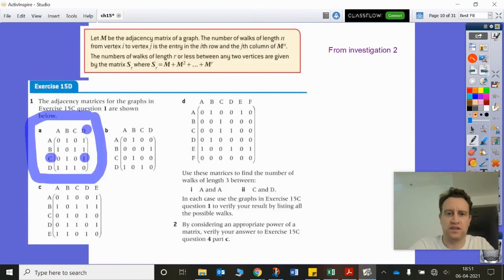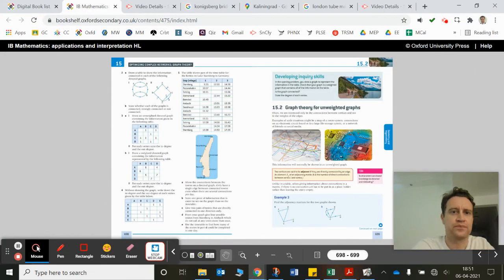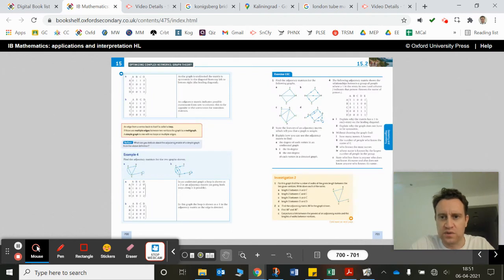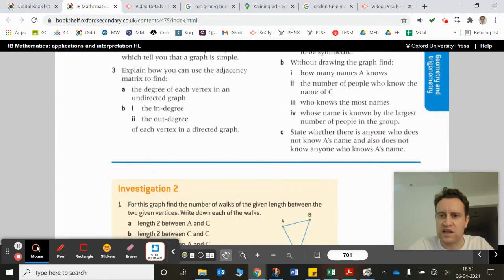Okay, right. So then let's have a look at question 2. It says, by considering an appropriate power of a matrix, verify your answer to exercise 15C, question 4, part C. So let's have a little look at that. Sorry, I didn't copy that one across there. So let's flick to question 4, part C, and just focus in on this one. It says, state whether there is anyone who does not know A's name and also does not know anyone who knows A's name.